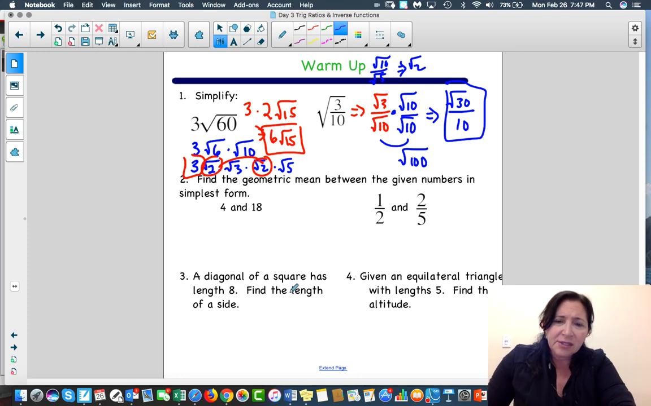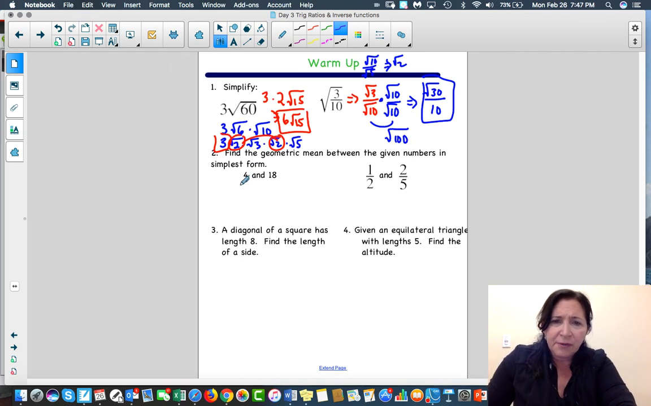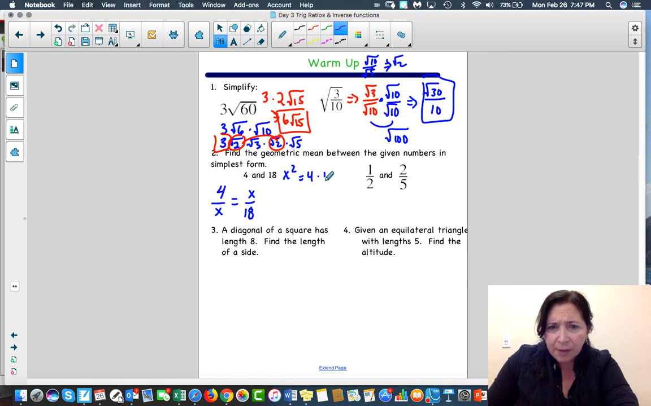This question says, find the geometric mean between 4 and 18. So you would say 4 is to x as x is to 18. You would cross multiply, you're going to get x squared equals 4 times 18. And you're going to square root both sides, which means you're going to get x equals the square root of 4 times the square root of 18. Square root of 4 is 2.